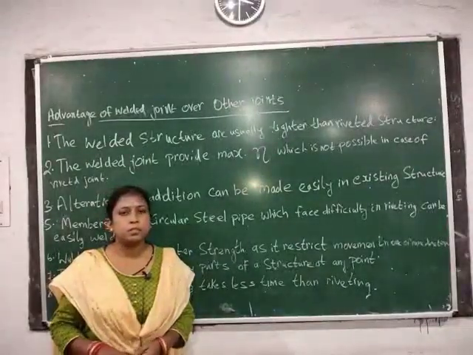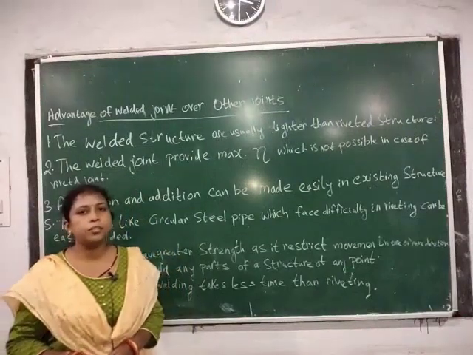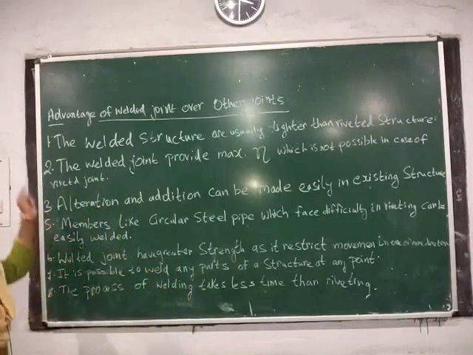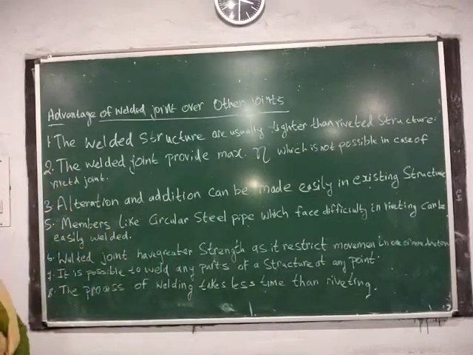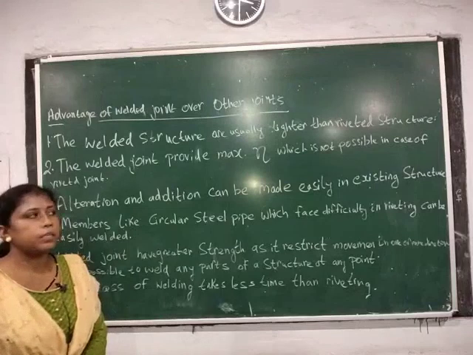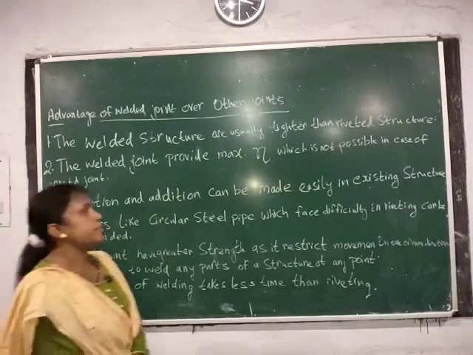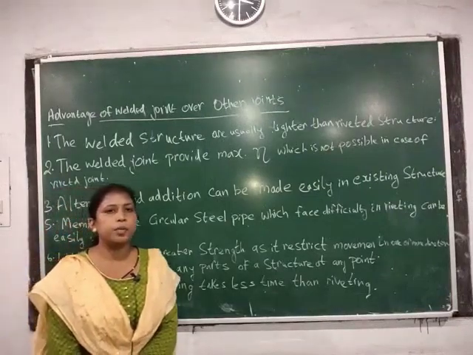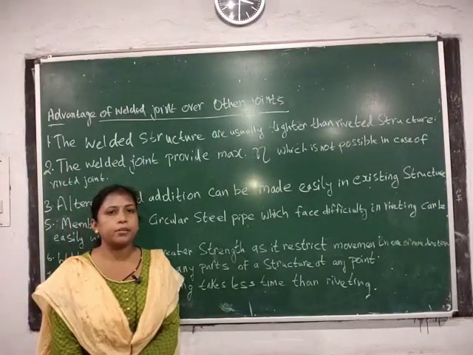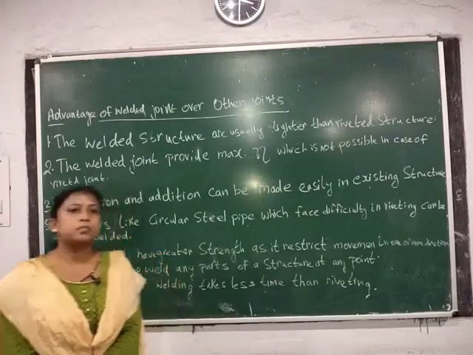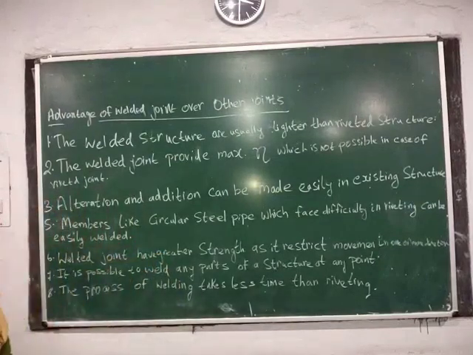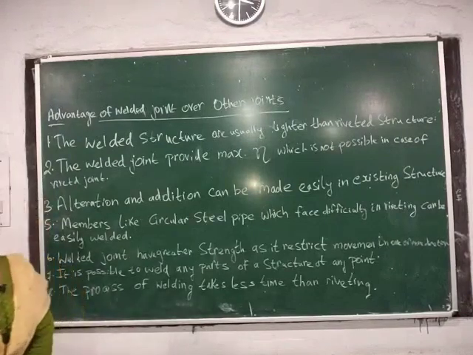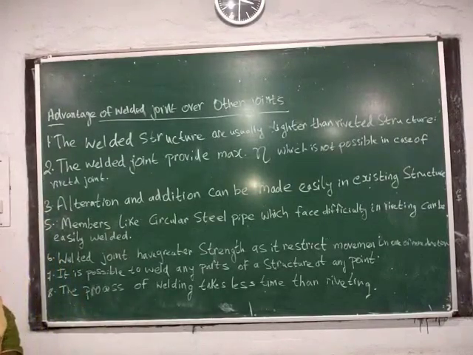Now we will discuss the advantages of welded joints over other joints. So here the welded structures are usually lighter, which is not possible in case of riveted joint, because here no additional connecting components are added like in riveted joints. Next, second point, the welded joints provide maximum efficiency, which is not possible in case of riveted joints.